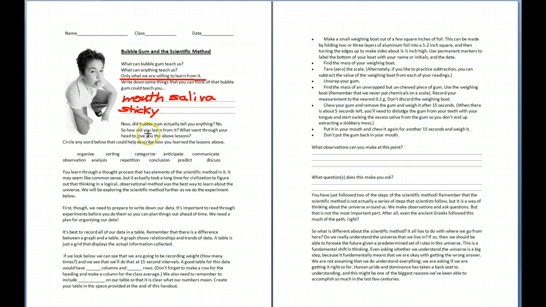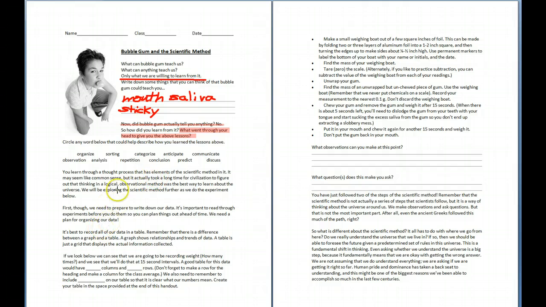But we ask ourselves, did the bubblegum actually teach us anything? Or was it that your brain was able to put together some of those pieces and help you to learn those lessons? What went through your head in order for you to learn those lessons? That's a good question, right?